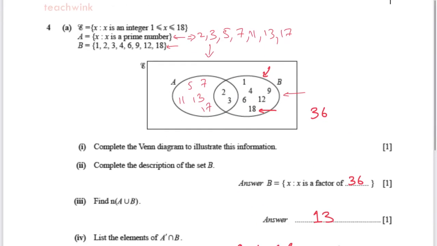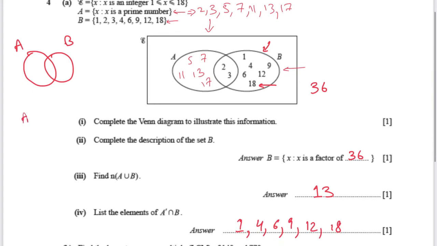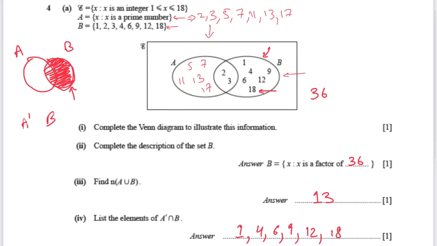So for example, if you have A and B right here, this is A, this is B. First of all, we are asked to shade all of A complement. So if we do A complement, it means all of this. Then it says intersection of B. So if we shade the entire circle of B, it would only be this part right here outside of A, where the intersection of the 2 shadings takes place. So that's the reason why we selected all the elements of B excluding 2 and 3.